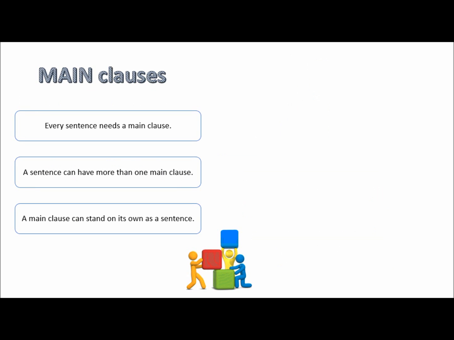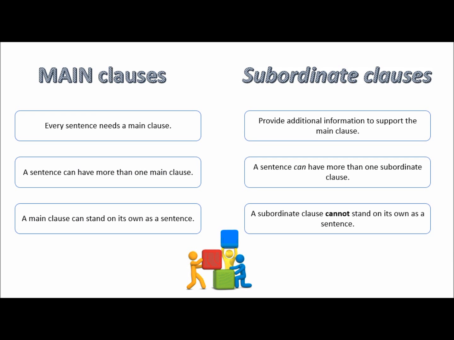So to recap, main clauses. Every sentence needs a main clause. A sentence can have more than one main clause, and a main clause can stand on its own as a sentence. Subordinate clauses. They provide additional information to support the main clause. A sentence can have more than one subordinate clause. A subordinate clause cannot stand on its own as a sentence.